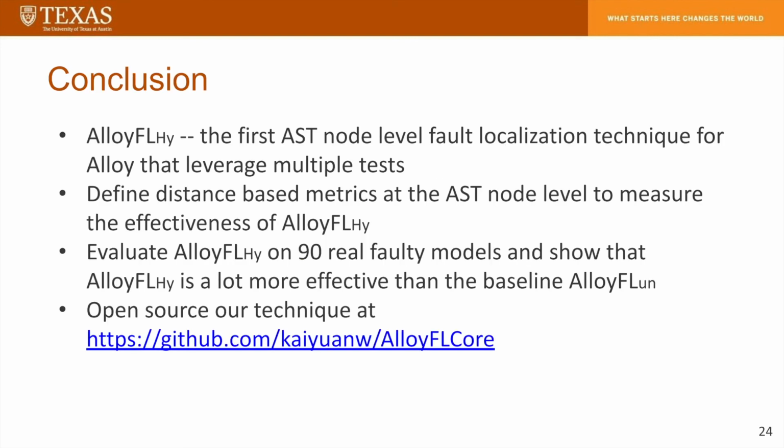In conclusion, we proposed a hybrid fault localization technique, which is the first AST node level fault localization technique for Alloy that leverages multiple tests. We also defined the distance-based metrics at the AST node level to measure the effectiveness of our hybrid technique. We evaluated our hybrid technique on 90 real Alloy models and showed that the hybrid technique is a lot more effective than the baseline onset core-based technique. And finally, we open source our technique at the following URL. Feel free to check it out.